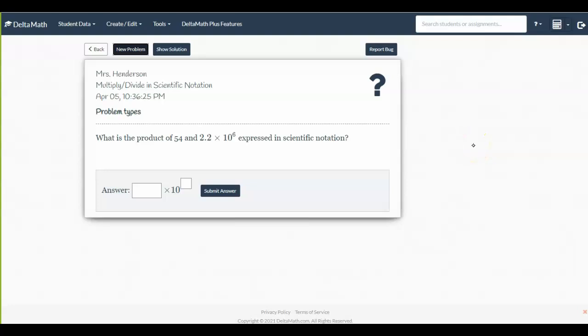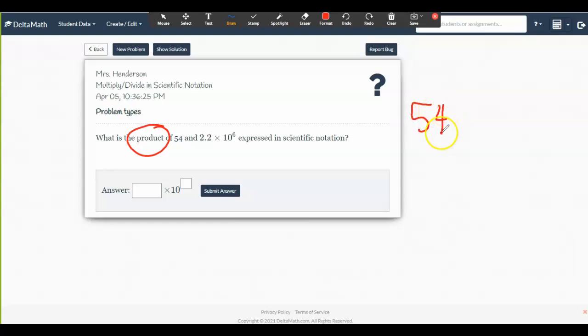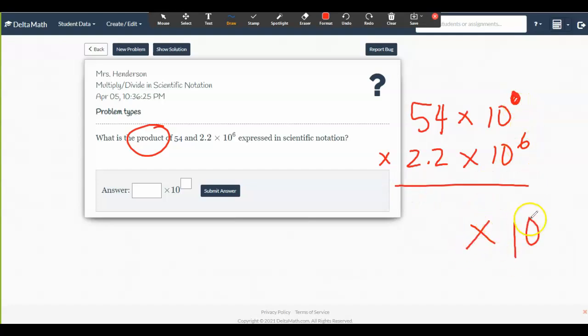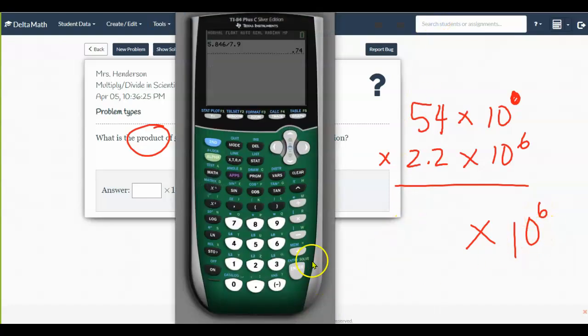This one is a product. A product is when you multiply. So 54, it doesn't have a power of 10, so it's 10 to the 0, times 2.2 times 10 to the 6th. So we're going to do 0 plus 6, because when you multiply like bases, you add. And we're going to do 54 times 2.2. Now you need a calculator.